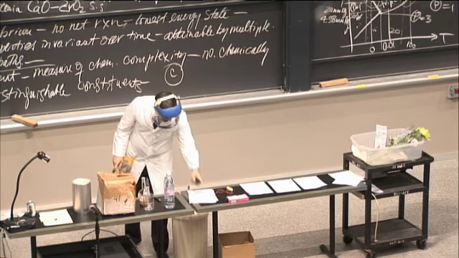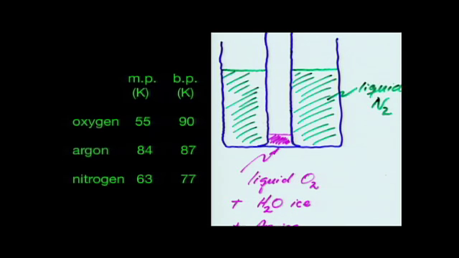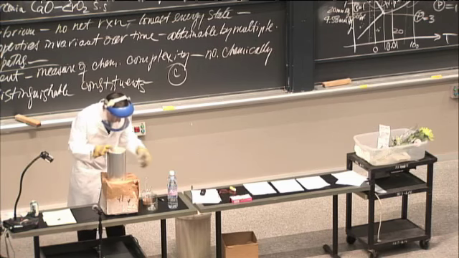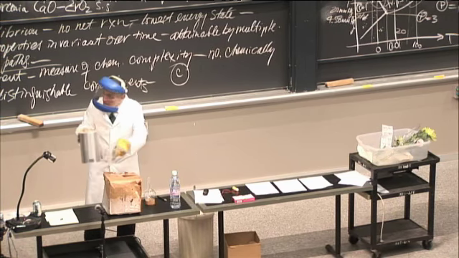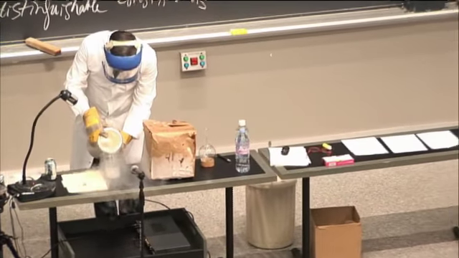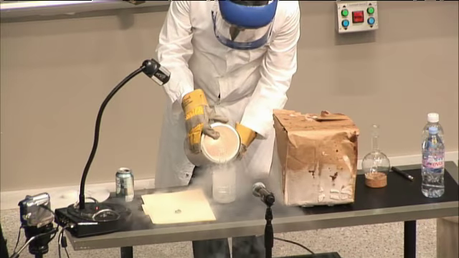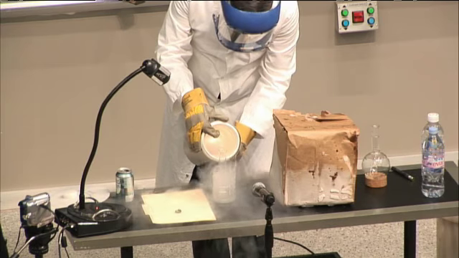Okay, so what we're going to do next is look at phase equilibrium. There are the melting points and boiling points of oxygen, argon, and nitrogen. What you notice is that nitrogen boils at a lower temperature than oxygen and argon. So I'm going to pour some liquid nitrogen into this beaker, and inside the graduated cylinder, I'm going to let it sit here, and we're going to condense air. The result will be that we start condensing liquid oxygen, and there'll be little bits of argon ice floating in liquid oxygen.